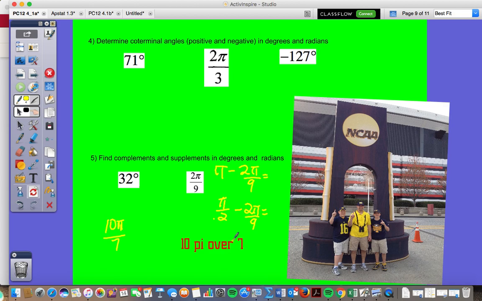Okay? I will tell you right now, this right here will be on the quiz on Thursday. Big deal. So you got to remember, supplement is 180 or pi, and complement is pi over 2 or 90 degrees. Big deal there, okay? 7 pi over 9.